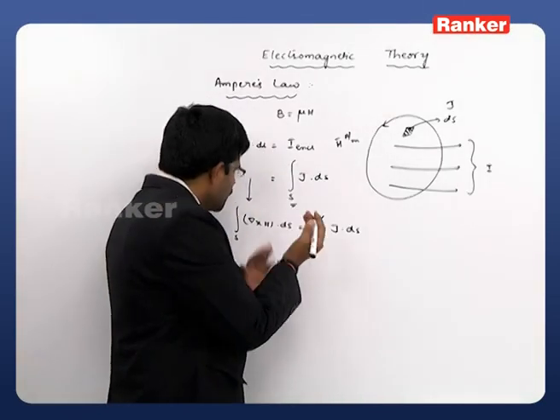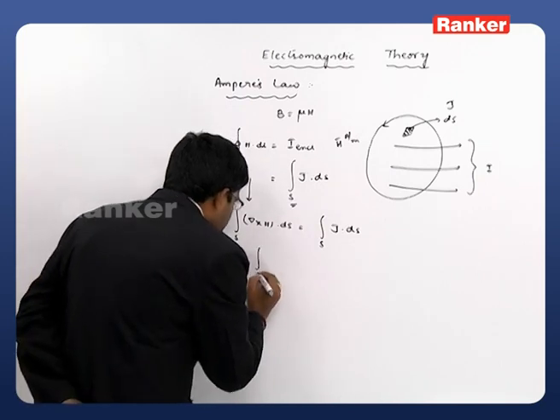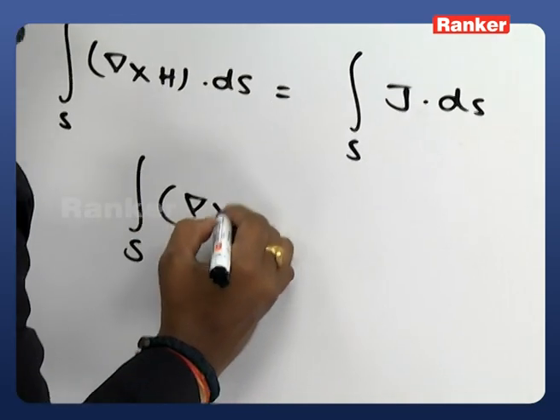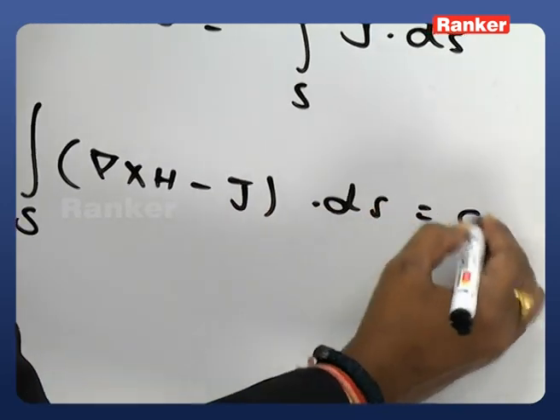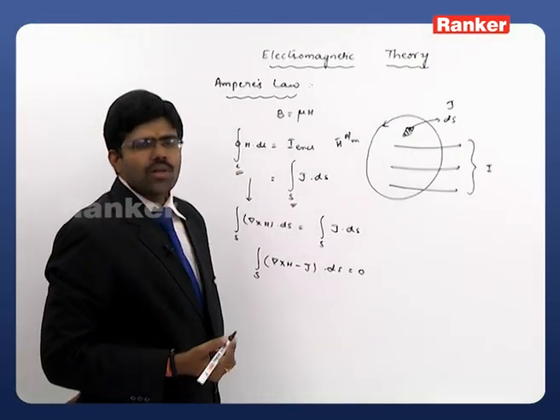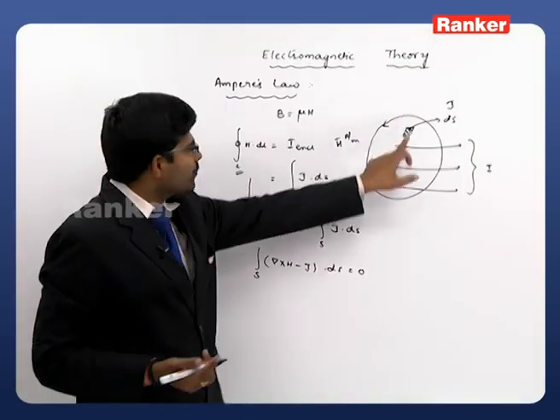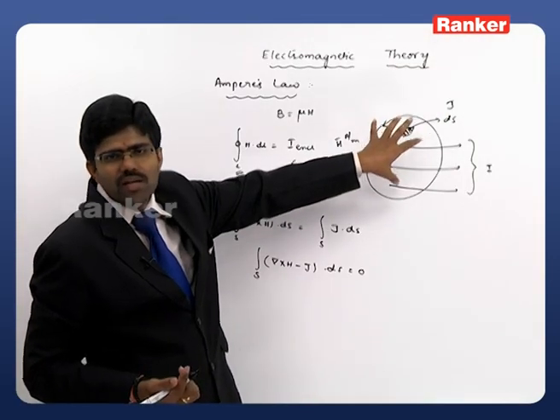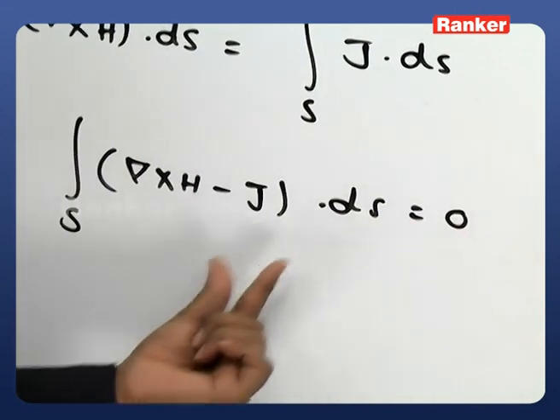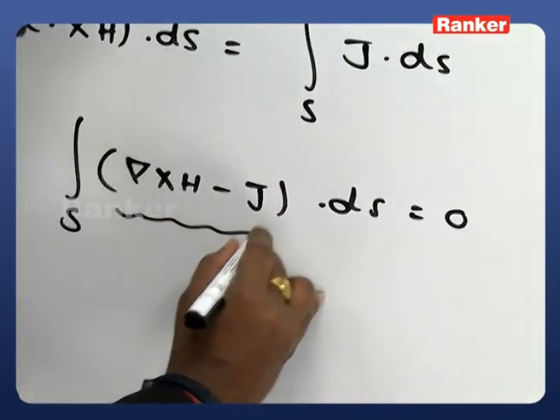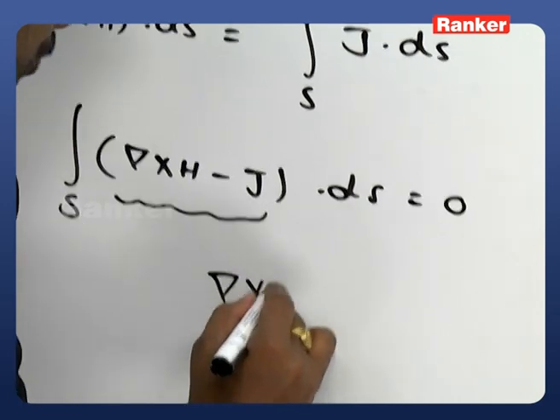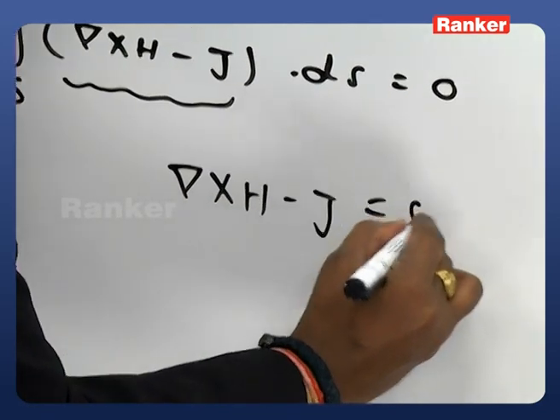Now rearrange this equation: the surface integral of (del cross H minus J) dot dS is equal to 0. Here we are considering some arbitrary surface, a random surface. For any random surface, if this particular term is equal to 0, then from the observation we can clearly say that the integrand, del cross H minus J, is equal to 0.